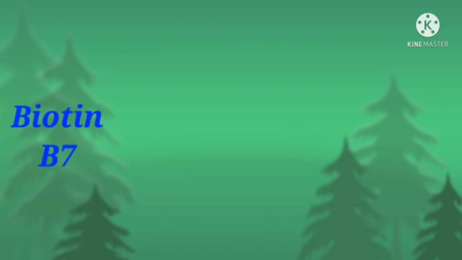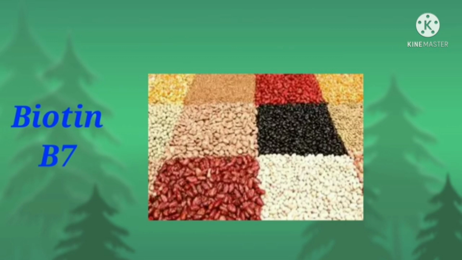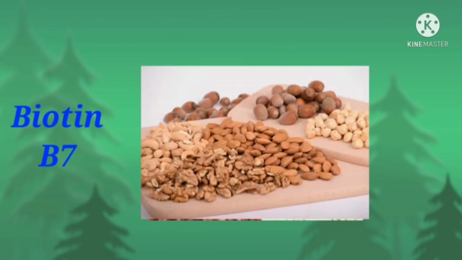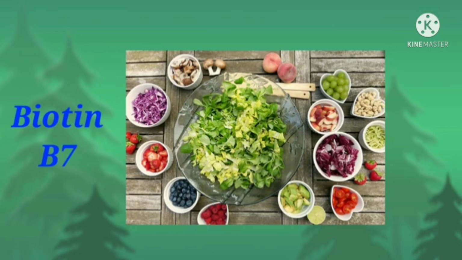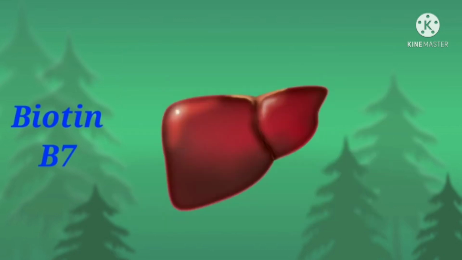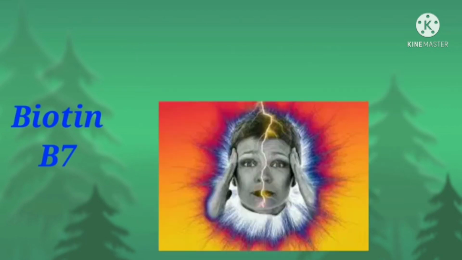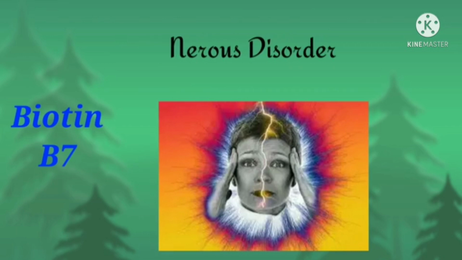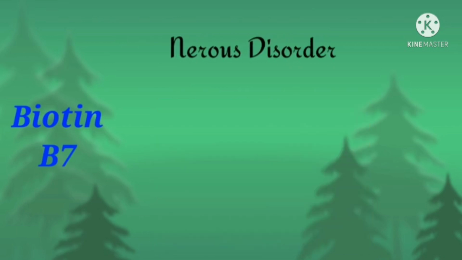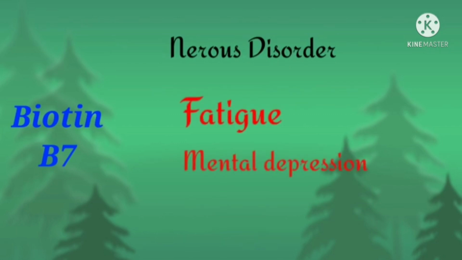Biotin. This B7 vitamin is found in pulses, nuts, vegetables, kidney, liver, and milk. The absence of biotin vitamin causes nerves disorder. The symptoms of nerves disorders are fatigue, mental depression, and muscle pains.